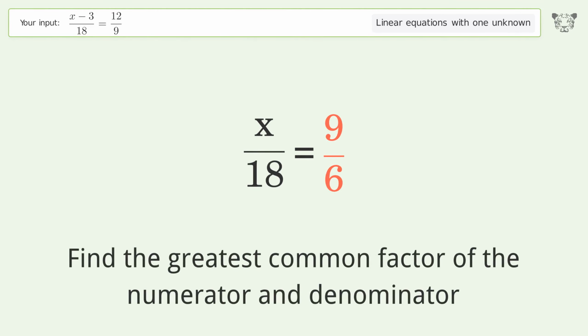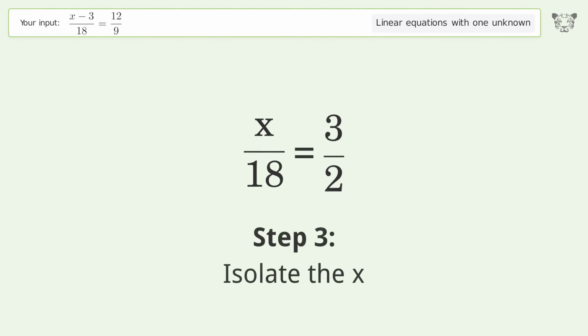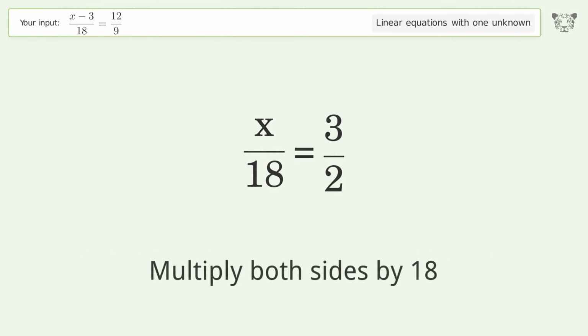Find the greatest common factor of the numerator and denominator. Factor out and cancel the greatest common factor. Isolate the x. Multiply both sides by 18.